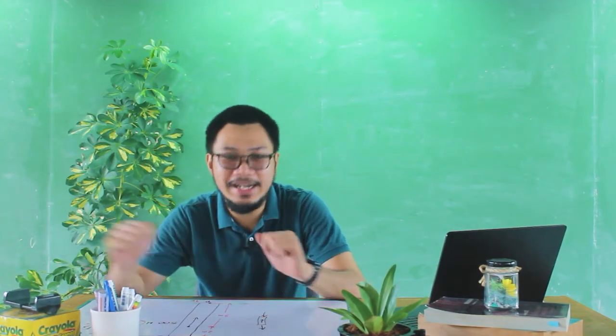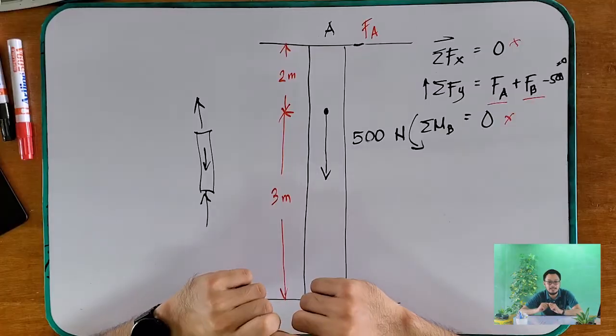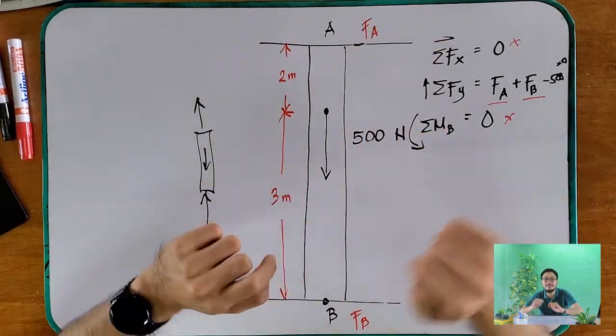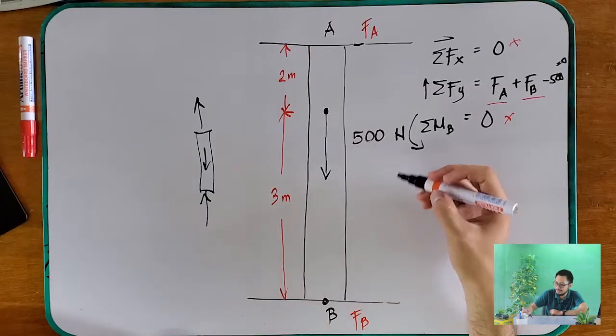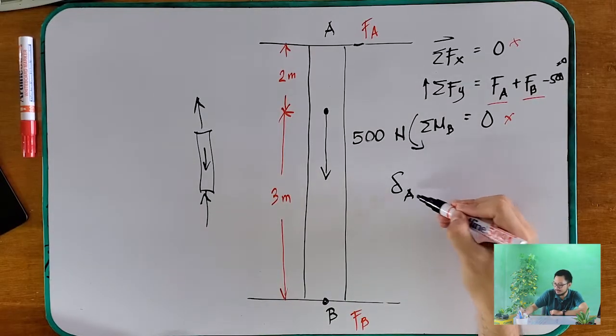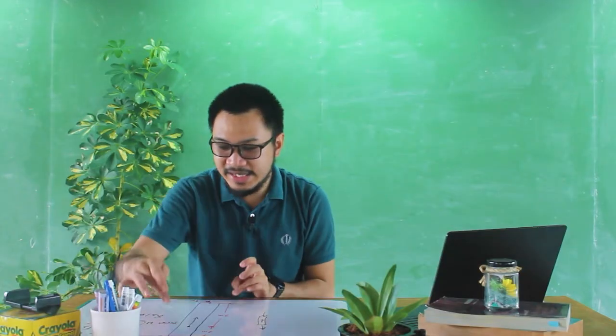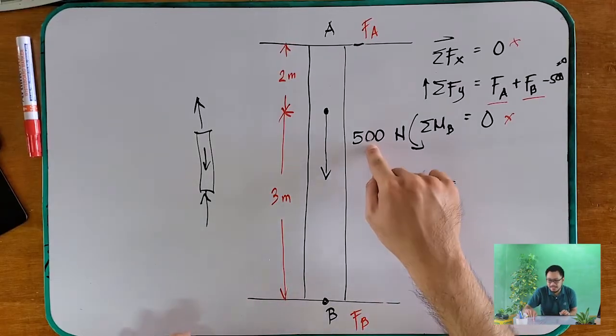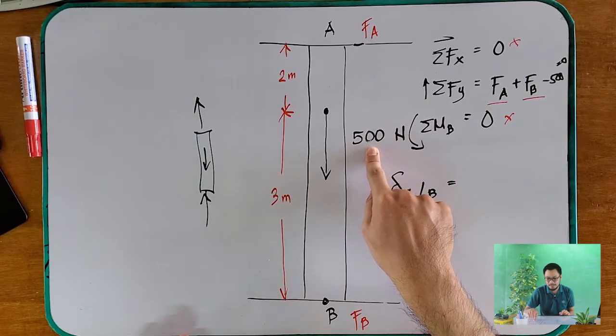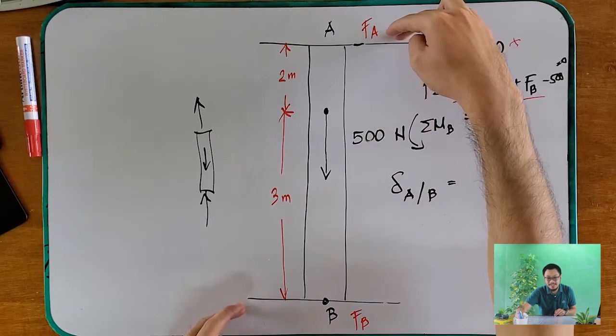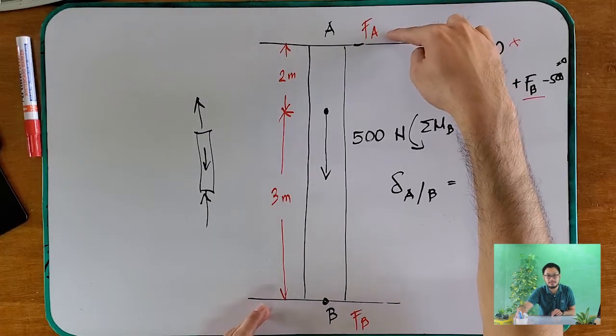What is the total elongation of this beam after your 500 newtons is loaded? What is the deformation of A with respect to B? As you can see in this figure, we put 500 newtons. What do we know? Since it is fixed at points A and B, what will happen? What is the deformation of our beam? There is no deformation.